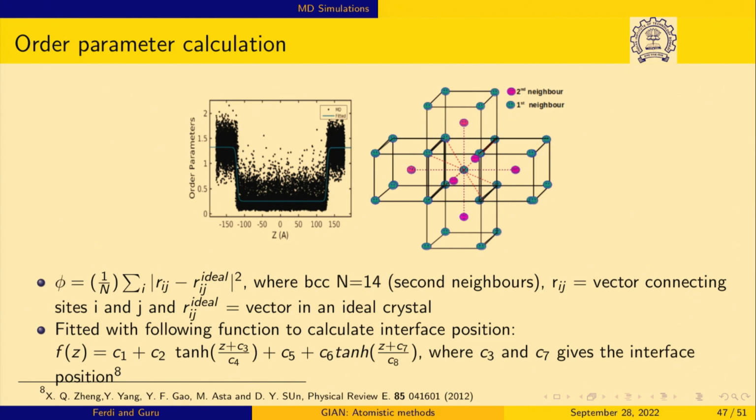Averaged. By binning the Z. So here you are doing a Z binning.